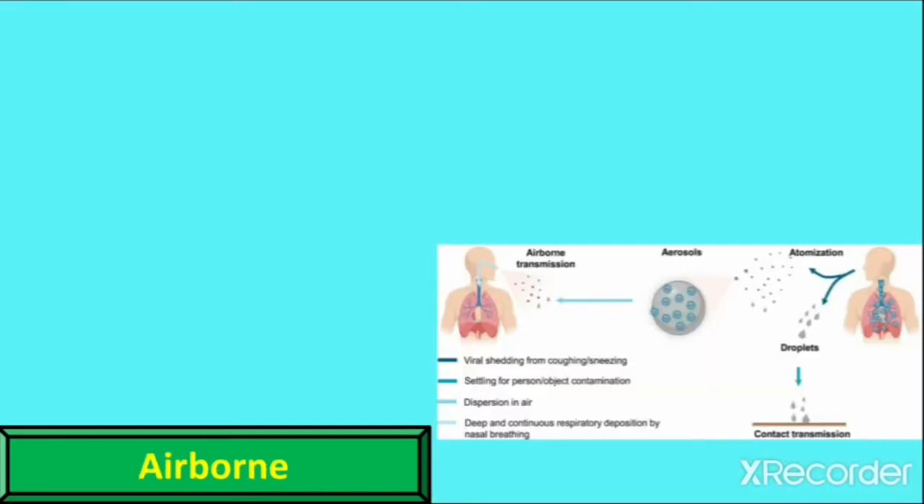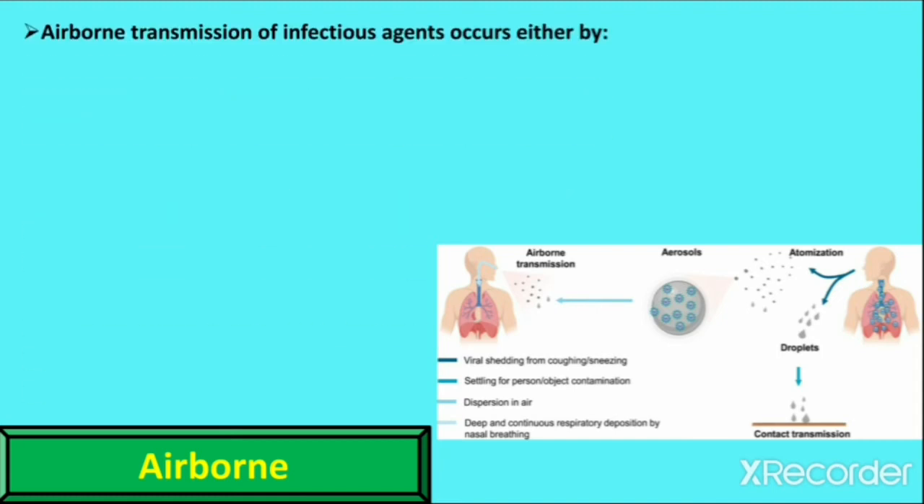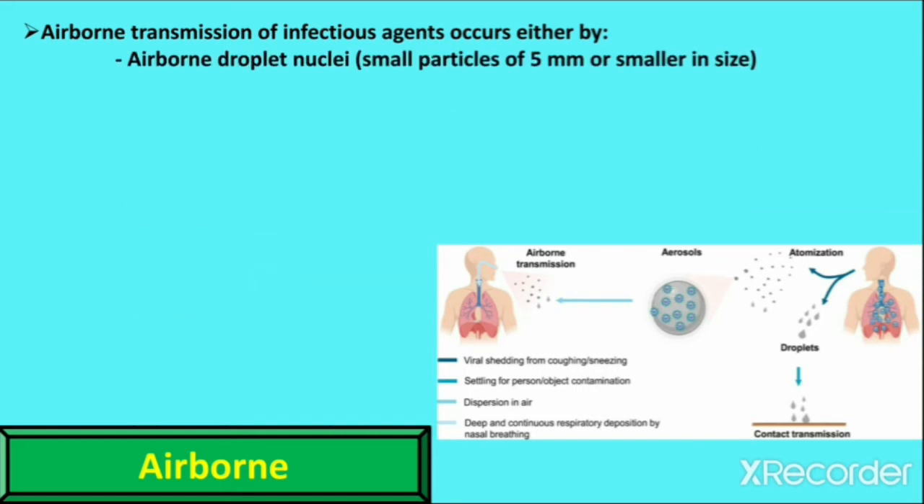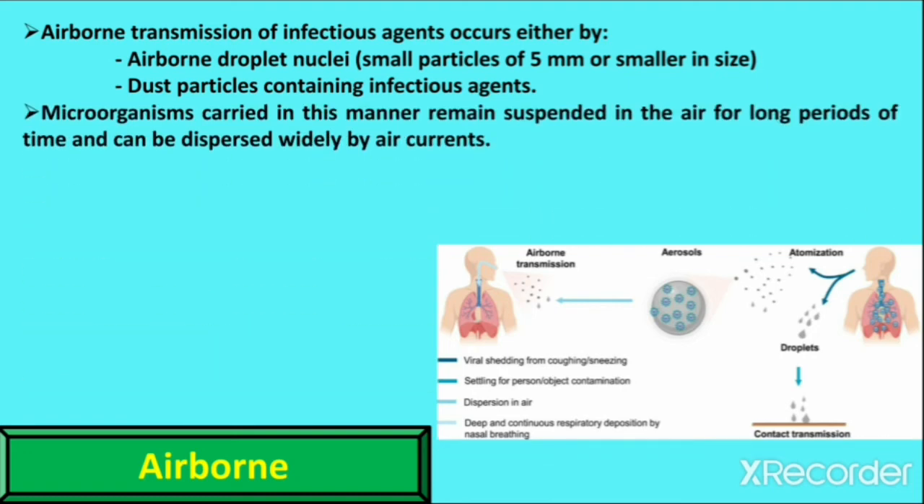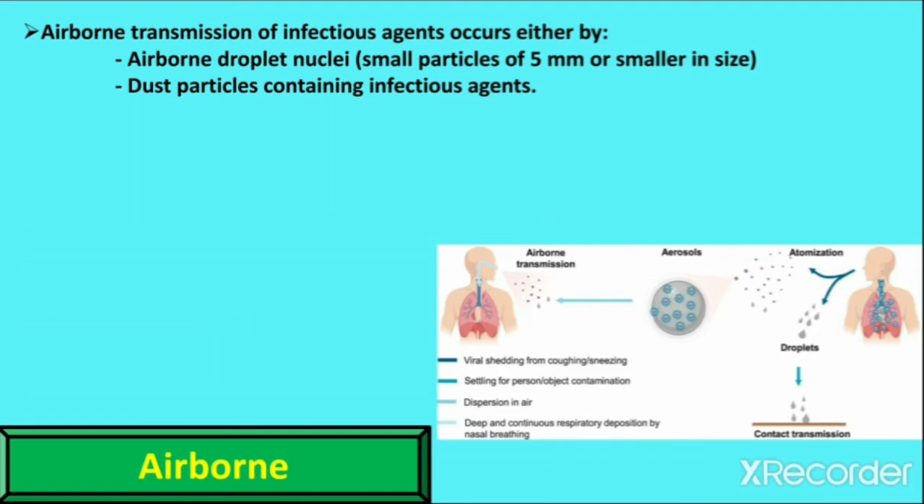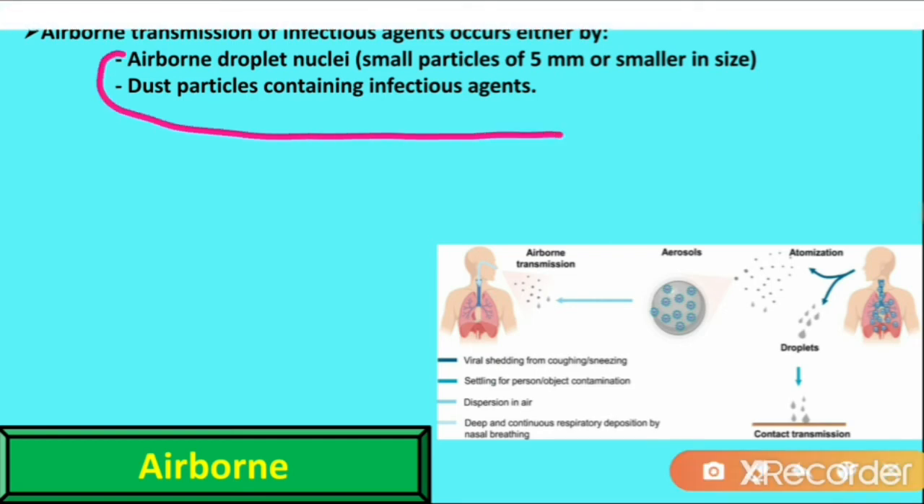Next one, airborne. The word airborne itself indicates that the microorganisms or their diseases are spreading through the air, known as airborne infections. Airborne transmission of infectious agents occurs either by airborne droplet nuclei or by dust particles containing infectious agents. These are the two ways by which airborne transmission occurs. First, airborne droplet nuclei are small particles of 5 micrometers or smaller in size. Next, dust particles containing infectious agents.